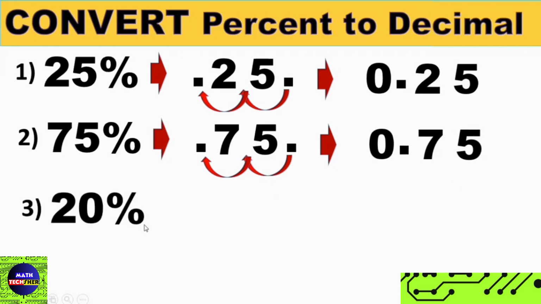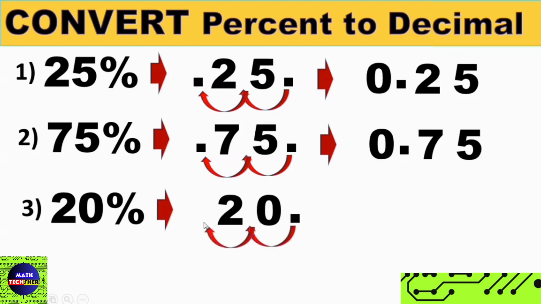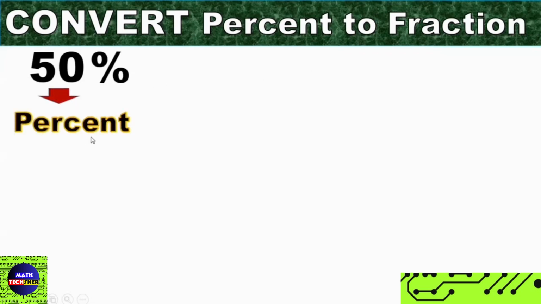Next, number 3, we have 20%. And then eliminate the percent sign. Then we have from the point, count 1 and 2. So add point. And then we're going to add 0. Then now we have 0.20. Okay, so that is how to convert percent to decimal. Okay, now let's have the next one. We're going to convert percent to fraction.